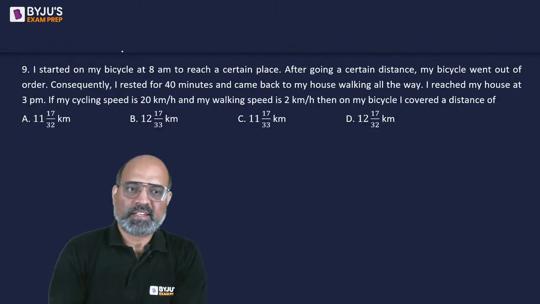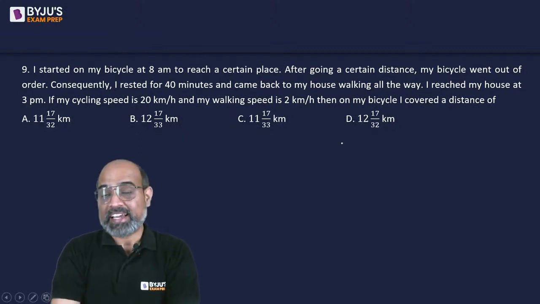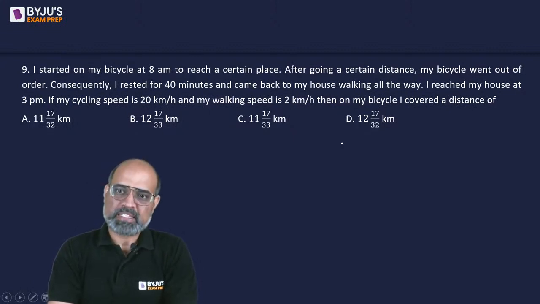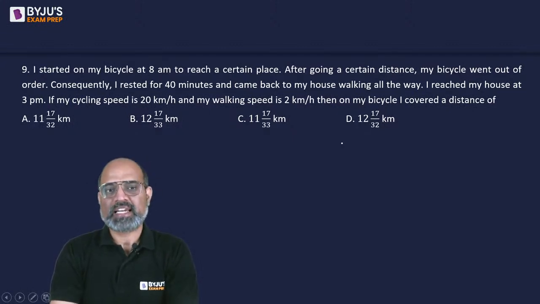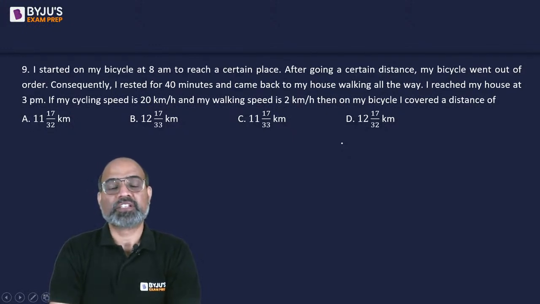Okay. Next one. I started on my bicycle at 8 a.m. to reach a certain place. After going a certain distance, my bicycle went out of order. Consequently, I rested for 40 minutes and came back to my house walking all the way. I reached my house at 3 p.m. If my cycling speed is 20 km per hour and my walking speed is 2 km per hour, then on my bicycle, I covered a distance of how much?